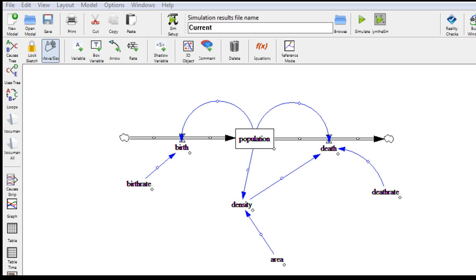Okay, in this video, I will show you how to use a lookup table, which is the different input and output. This is the model that we have developed before this. The population is influenced by the birth and the death, and the population as well is influenced by the density and the area. The population divided by area gives you the density, which will influence the death. Due to not enough food and not enough place to stay, all people might die.